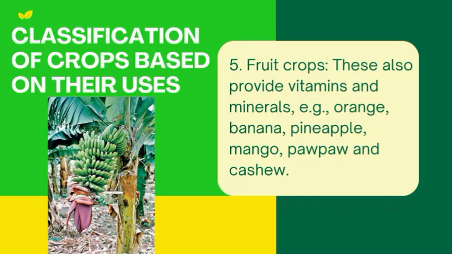They supply vitamins and minerals to the body of man when consumed. Examples of crops that give minerals and vitamins are orange, banana, pineapple, mango, pawpaw, cashew, and other crops. Okay, those are fruits. All these examples mentioned, you realize that they are fruits. They also supply various degrees of vitamins and minerals when consumed by man.